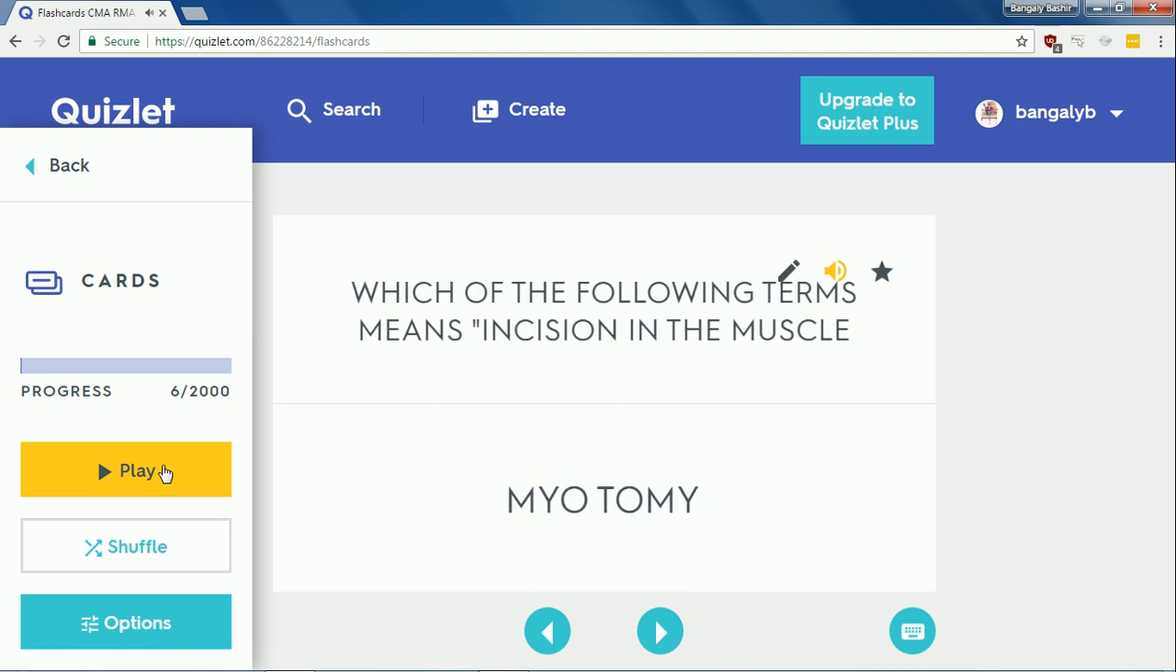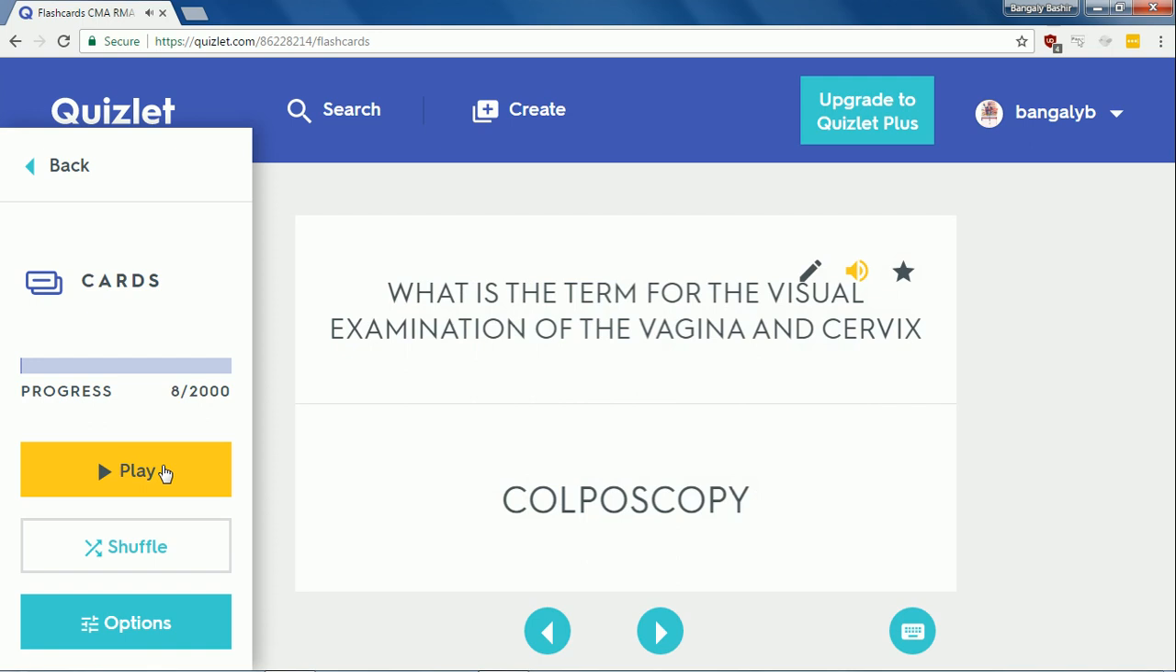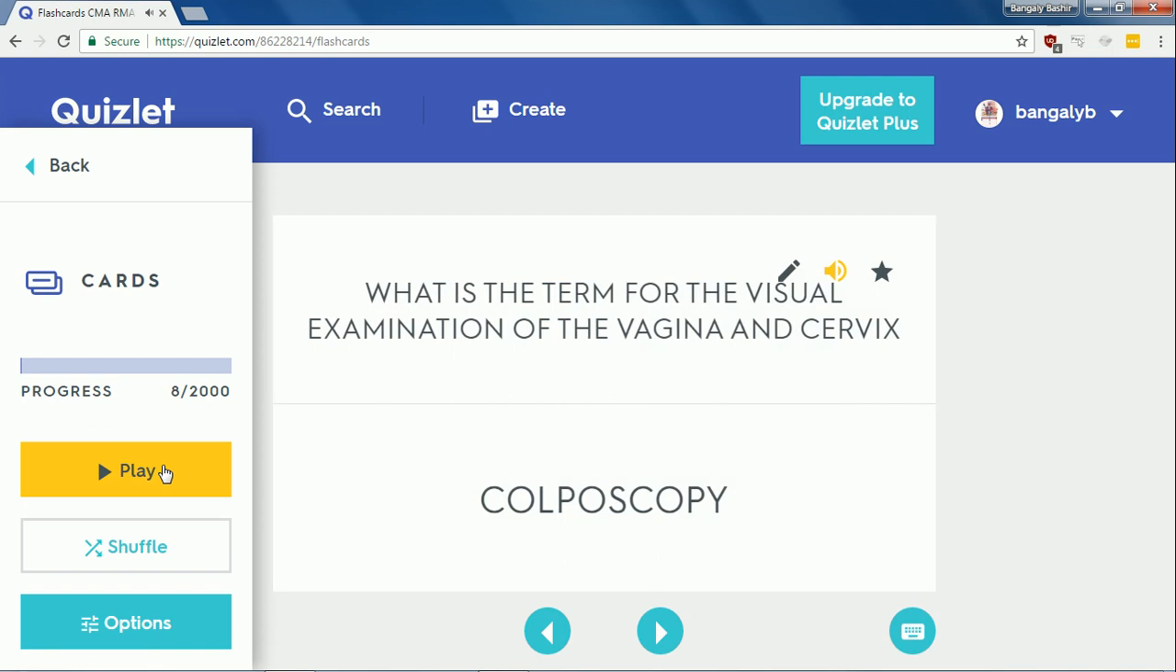Which of the following terms means incision in the muscle? Myotomy. Which of the following is a written description of work experiences, skills, and educational background? Resume. What is the term for the visual examination of the vagina and cervix? Colposcopy.